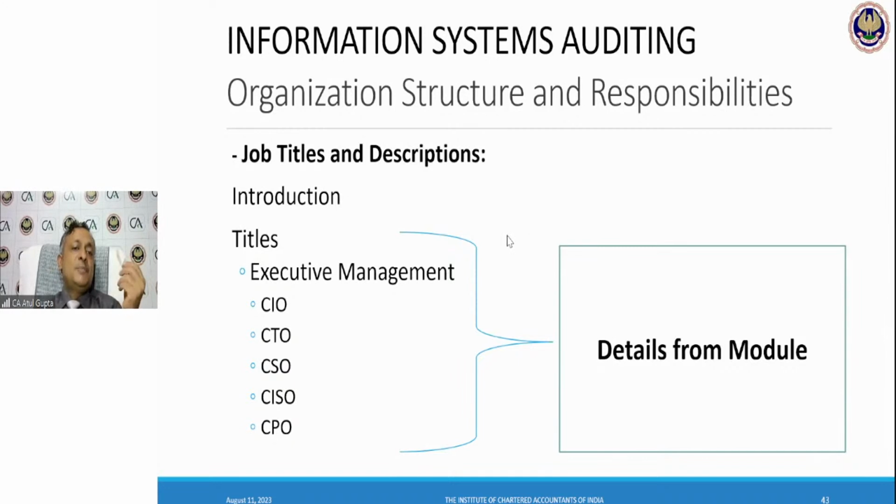Then in executive management, you have chief information officer, chief technology officer, chief security officer, chief information security officer, chief privacy officer. All these are there in the modules. So I'll request you to please go through this. A lot of detailed discussion is given for each of these. There is a flow chart on the table.